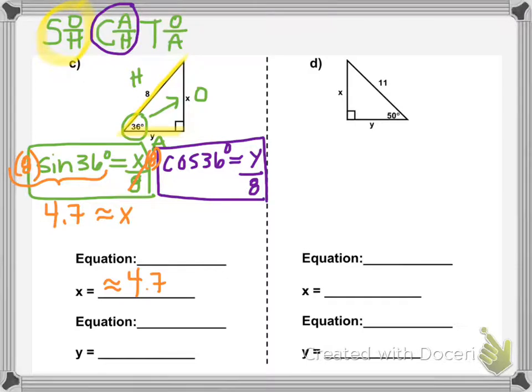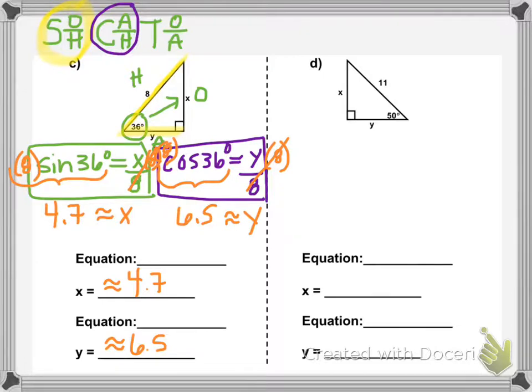On the right side, we're going to solve the same way. We're going to multiply both sides by that 8. And y is going to be about equal to 8 times cosine of 36. Type that into your calculator. It's about 6.5. So that's about the length of that missing side.